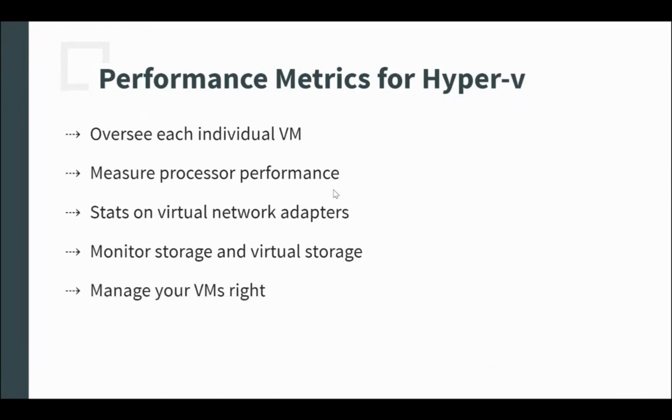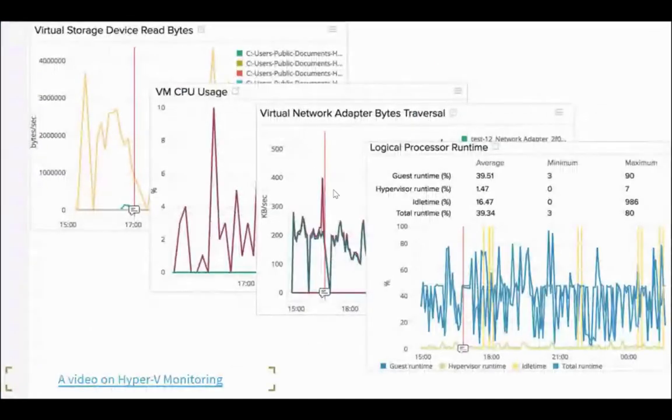Decide how each individual VM has to act in the Hyper-V environment by using the start, stop, restart options. You can also automate these options on a Hyper-V VM when there is a threshold violation using Site 24/7 IT automation. Want to learn more about this in detail? Watch our video on Hyper-V monitoring and get started.